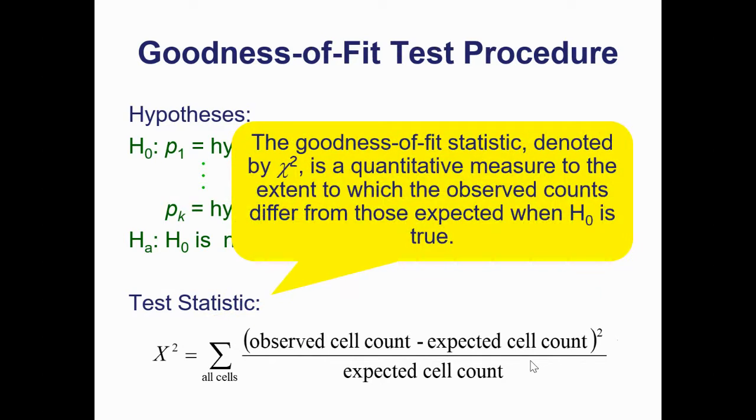So the goodness of fit statistic, which we denote by chi-squared, is a quantitative measure of the extent to which the observed counts differ from those expected when H naught is true.